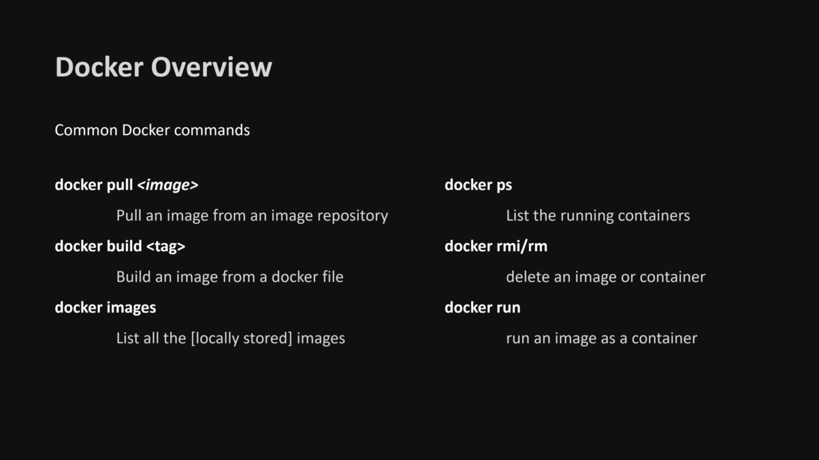Docker build, that's the command that we use when we have assembled our Docker file to turn that Docker file into a container ready to ship, ready to deploy, and ready to use in your production environment. Now, Docker images is actually a command that lists all of your images that are stored locally. You'll see me run that here in just a little bit.